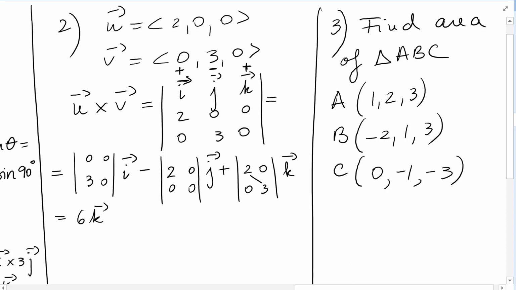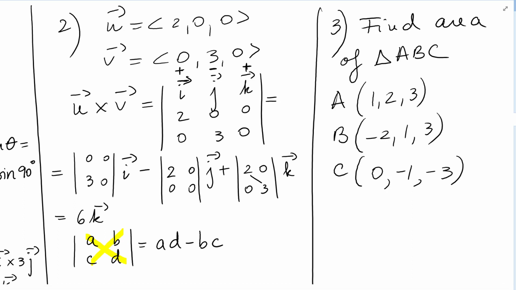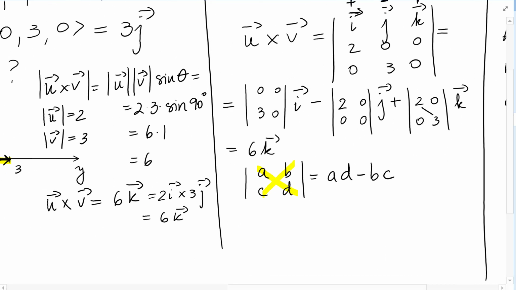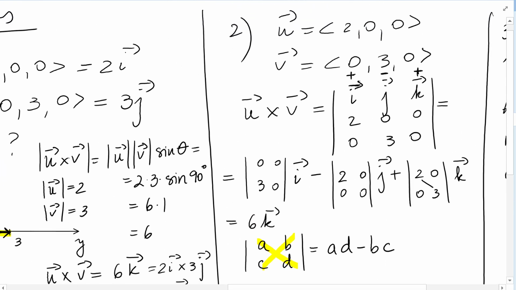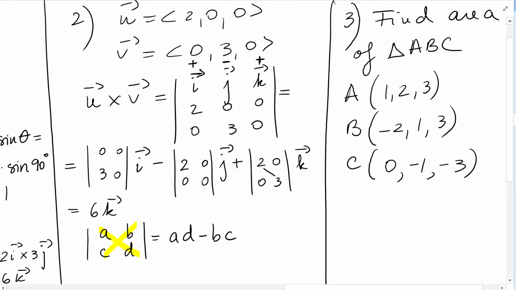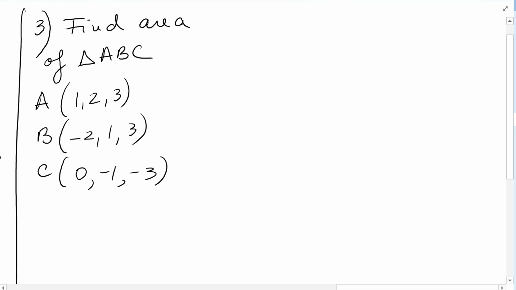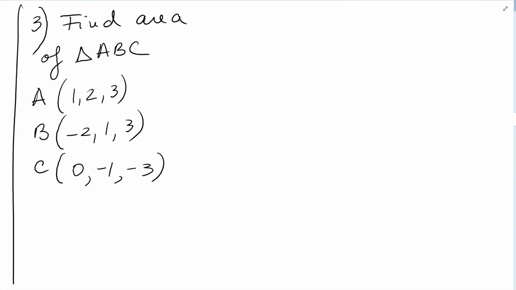If you have to review 2 by 2 determinants, it's equal to AD minus BC. That's the formula, AD minus BC. Order is important. If we compare the 6k that we got in the second problem with the 6k that we got in the first one, we are right. We did it correctly.